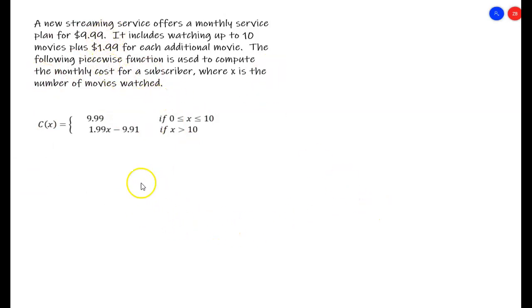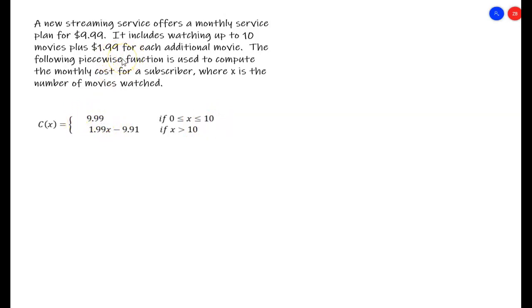So it doesn't matter if we watch 0 movies or 8 movies or 10 movies, as long as it's less than or equal to 10 movies. We have a fixed cost of $9.99. So like I said, if we watch 3 movies that month, we're still paying $9.99. So if the number of movies that we watch is somewhere between 0 and 10, and this reads X is greater than or equal to 0 and less than or equal to 10, then this is our fixed cost here.